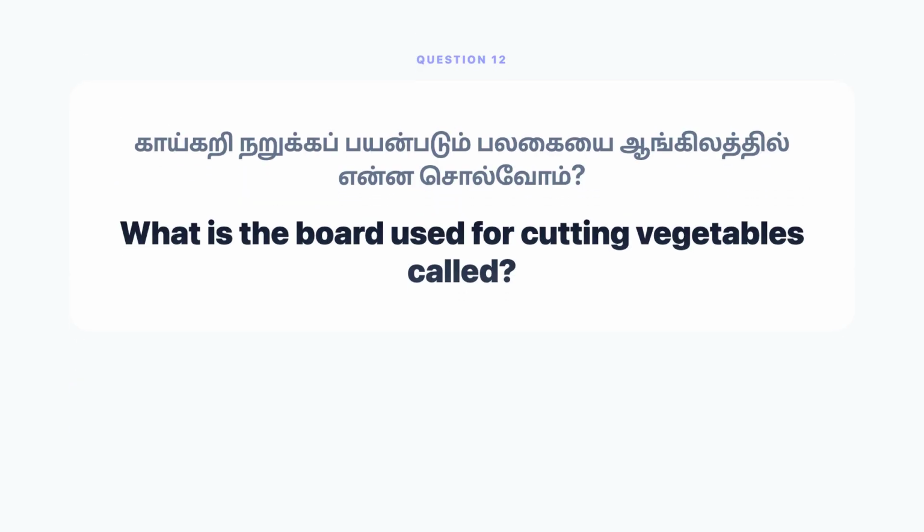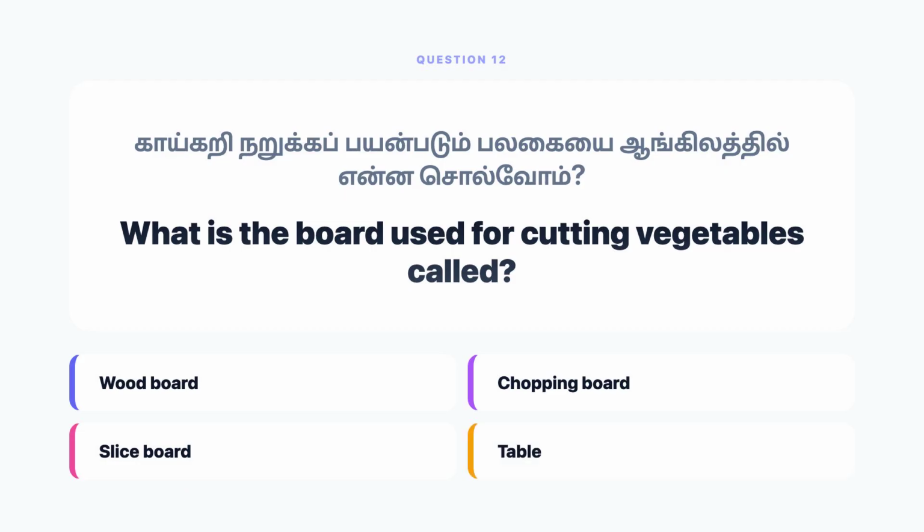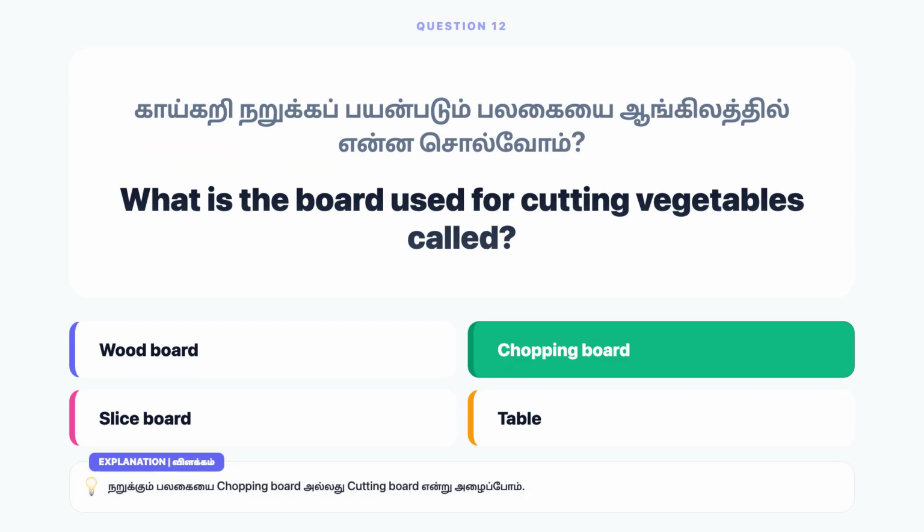What is the board used for cutting vegetables called? Wood board, chopping board, slice board, table. And the correct answer is chopping board. Excellent. You got it right.